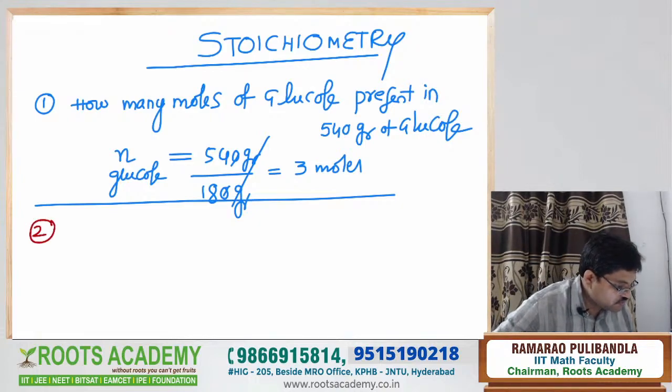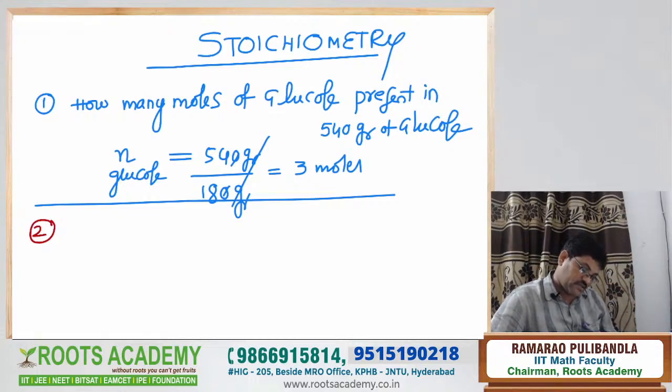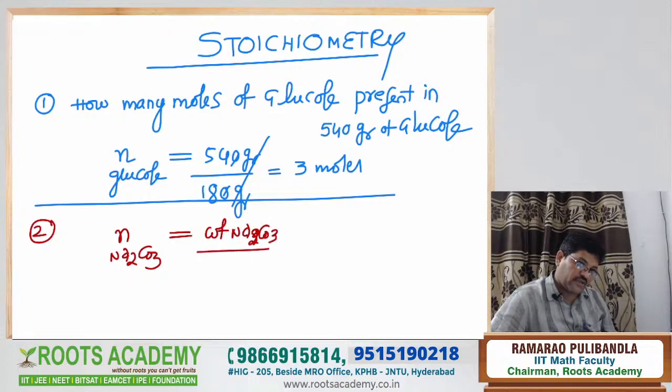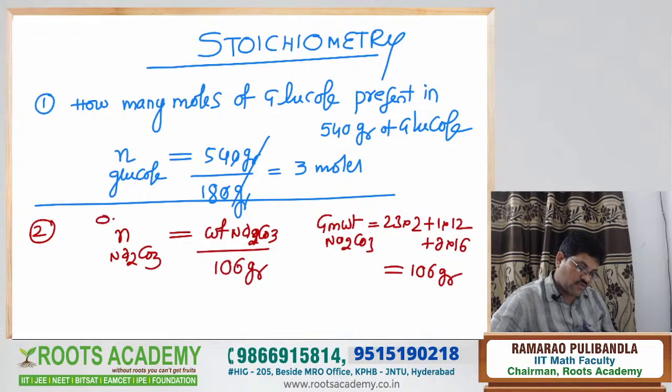Now see. Calculate the weight of 0.1 mole of sodium carbonate. Yes, the number of moles of sodium carbonate is given. Calculate the weight of sodium carbonate by molecular weight of what? Molecular weight of sodium carbonate. How do you get the gram molecular weight of sodium carbonate? We get 23 into 2 plus 1 into 12 plus 3 into 16, that is equal to 106 grams.